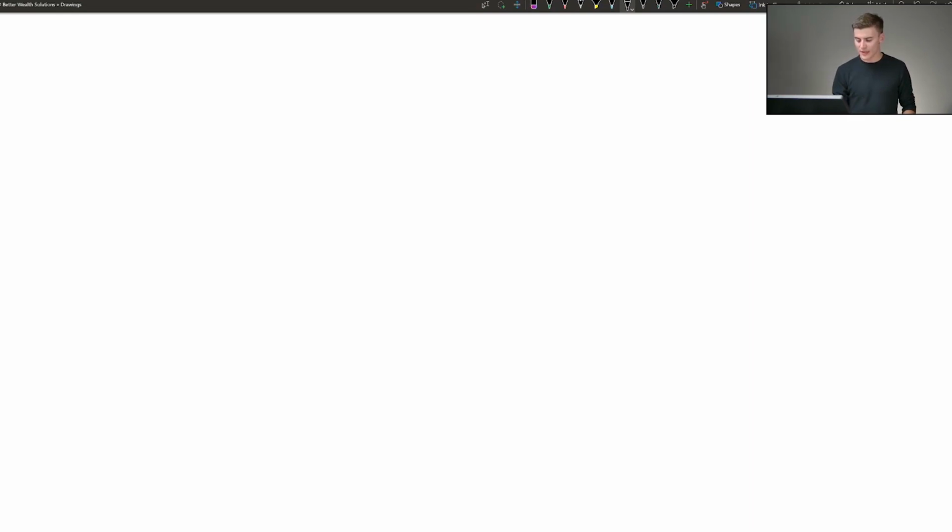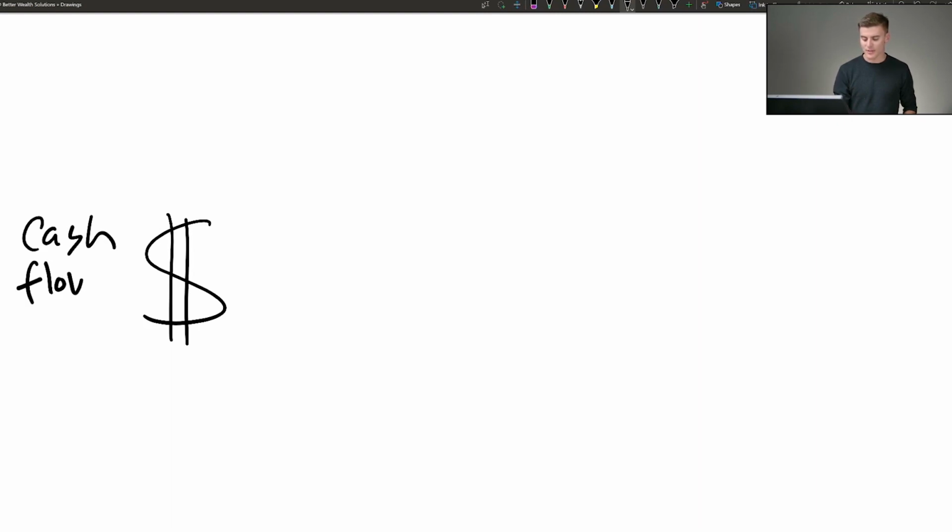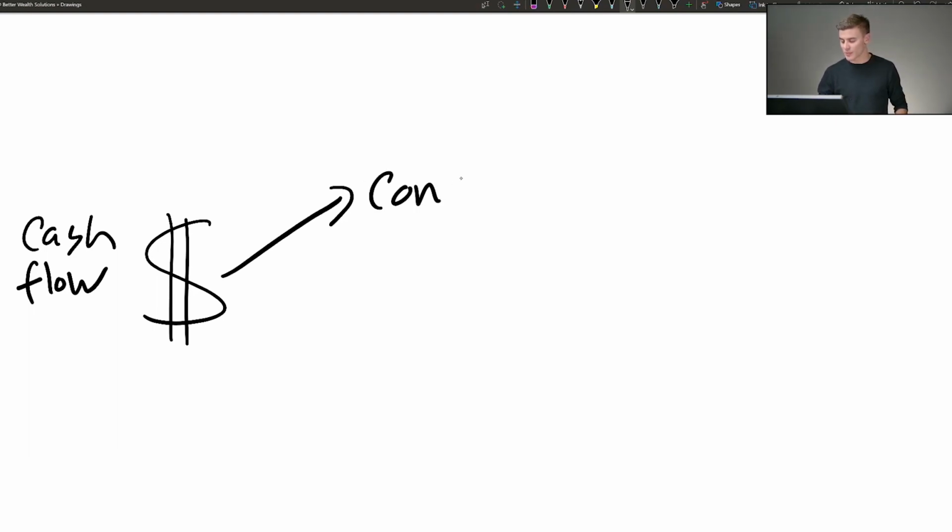So essentially, I'm drawing a dollar sign, and this represents cash flow. Everything that we do needs to be represented on cash flow, because whether it's our salary, our income, future pension, social security, future investment income, our world is based around cash flow. And so this whole model, this whole assessment is based around a cash flow ratio between how much money you're consuming and how much money you're saving.